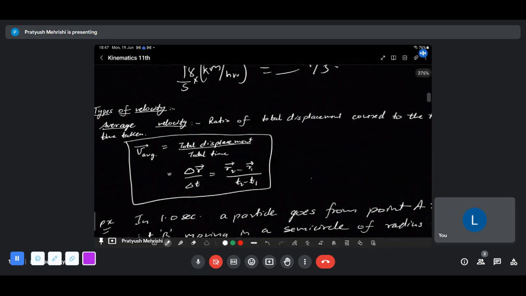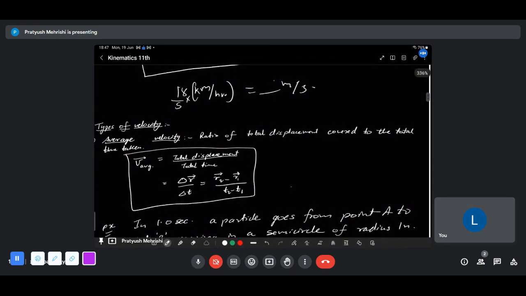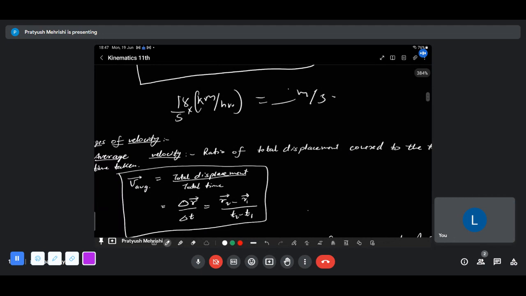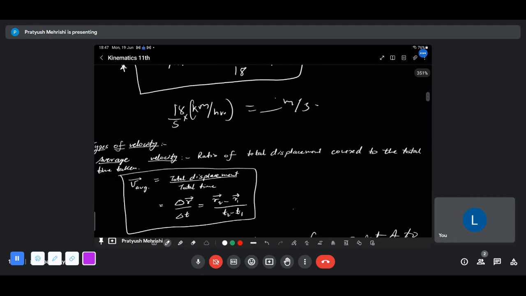Now, types of velocity. What is velocity? Rate of change of displacement. So what will be average velocity? Average velocity will be total displacement covered upon total time taken. Total displacement we are writing as delta r, and total time taken we are writing as delta t. So delta r upon delta t means r2 minus r1 upon t2 minus t1.